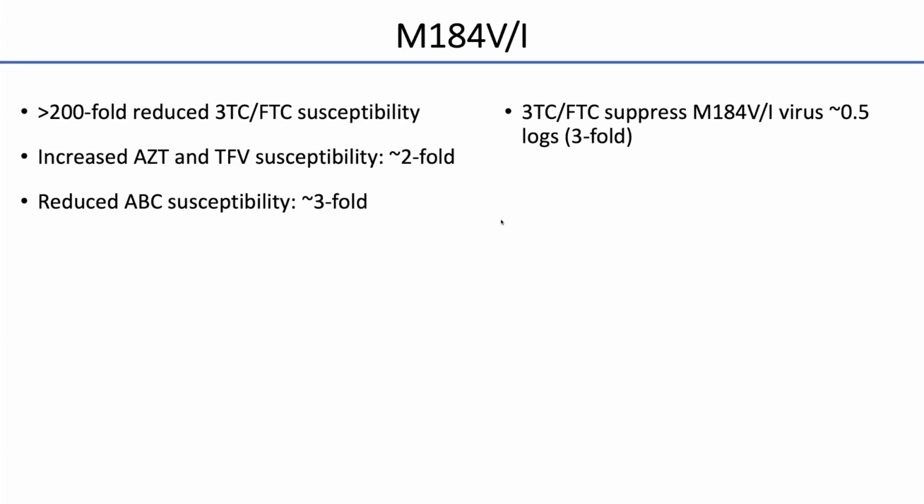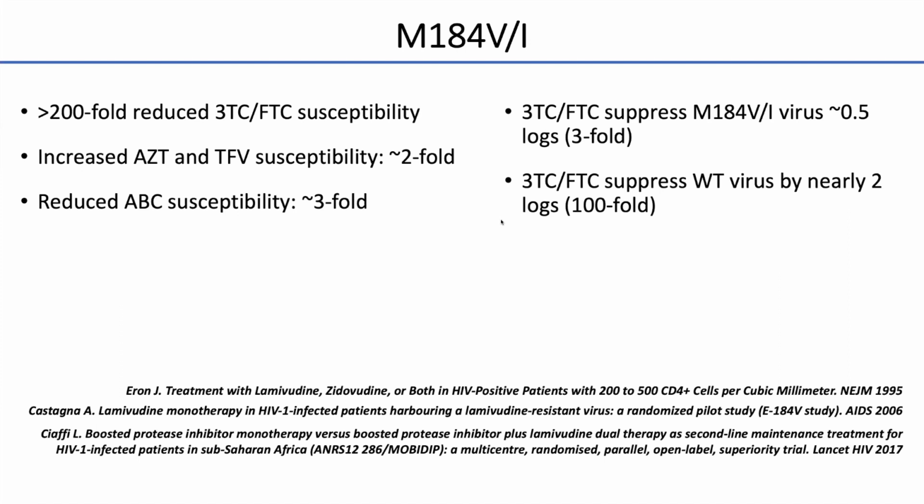M184V and I reduce HIV-1 replication capacity, as discussed by Dr. Richman, which may be why patients receiving 3TC or FTC maintain an approximately 1/2 log reduction in virus levels despite the presence of M184V and I. And this has been observed in multiple studies, which I will reference at the bottom here. But it's important to recognize that these drugs are much more potent when a patient has wild-type virus, because under that circumstance, they will suppress virus levels by nearly 2 logs, or about 100-fold.